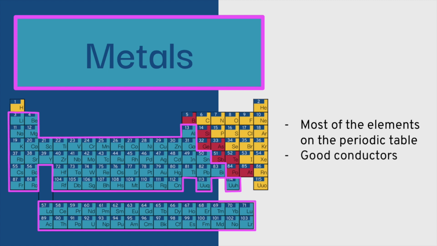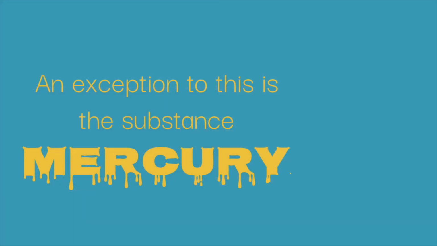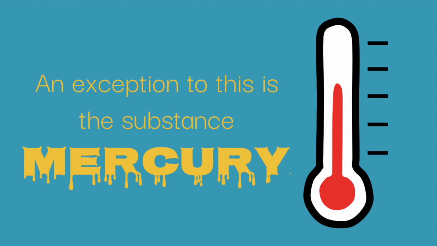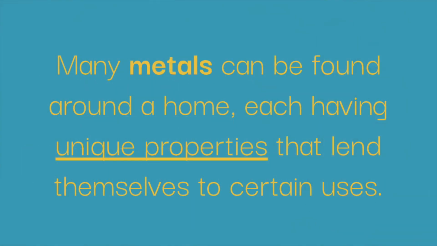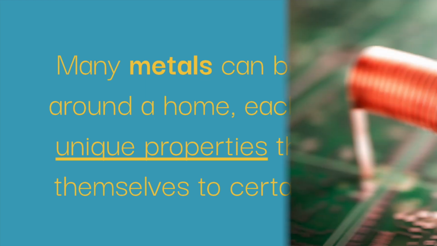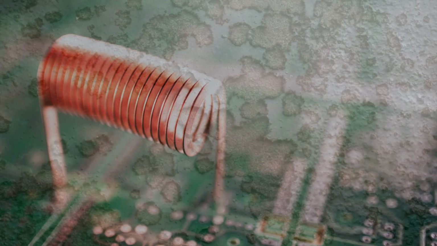These elements are good conductors of electricity, often a silvery color, and are shiny and solid at room temperature. An exception to this is the substance mercury, a substance used in thermometers which is liquid at room temperature. Many metals can be found around a home, each having unique properties that lend themselves to certain uses. For instance, copper is used for electrical wiring, and chromium is used to stop steel from rusting.